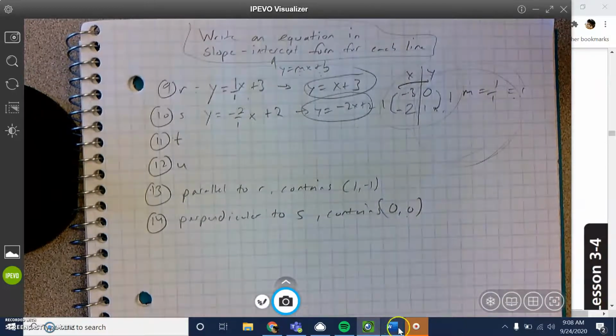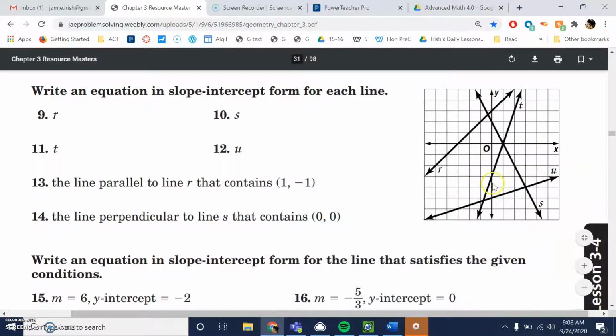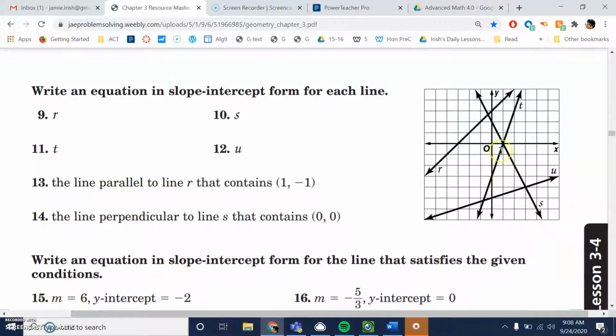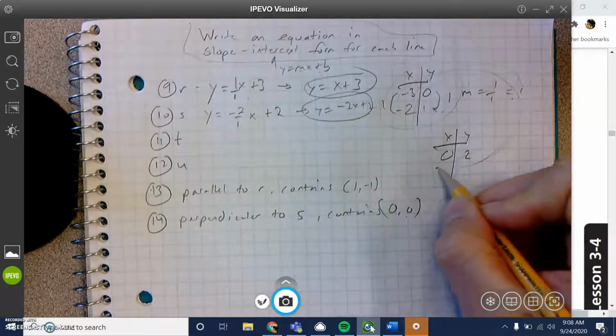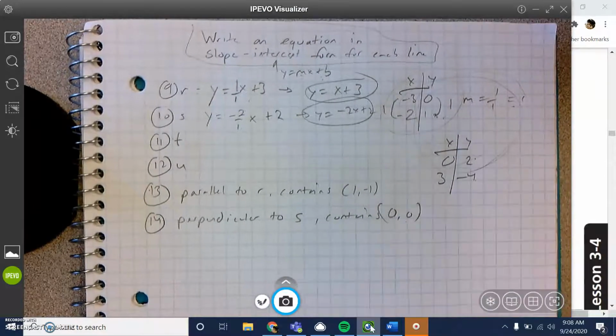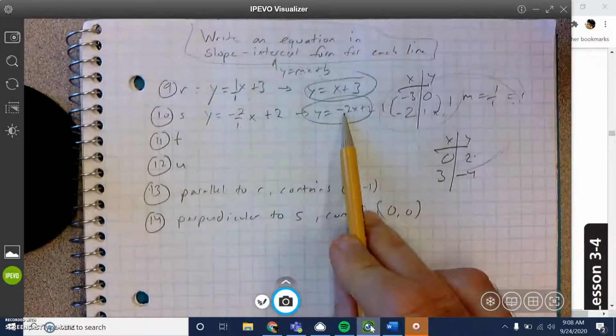And if you wanted to, you can always do this. Pick 2 points. Let's pick 0, 2. Let's pick another point down here. This is going to be 1, 2, 3, -1, 2, 3, 4. So 3, -4 is another point. So I picked just 2 random points, 0, 2, and 3, -4. Will I get the same slope, -2?